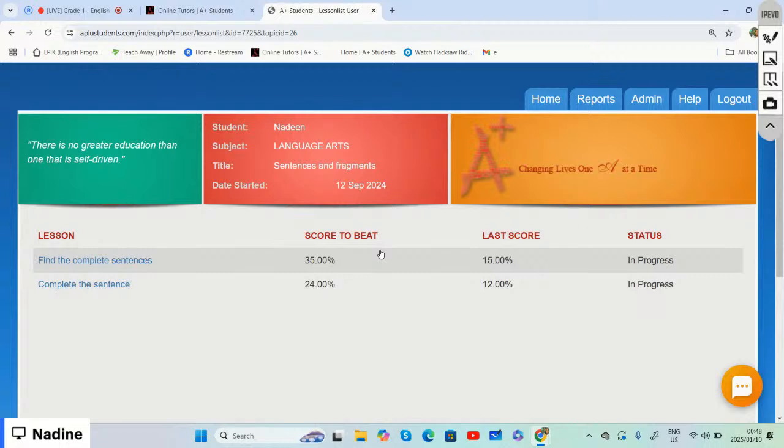Right? So this is the end of our lesson. We said that sentences and fragments, we didn't get to fragments yet, but a completed sentence has a naming part and it has an action part.